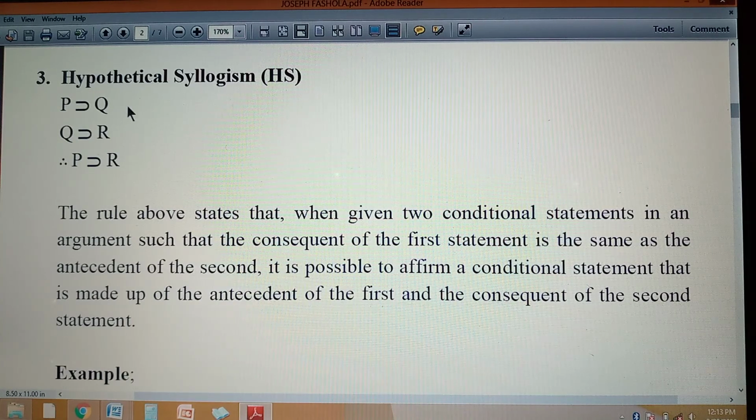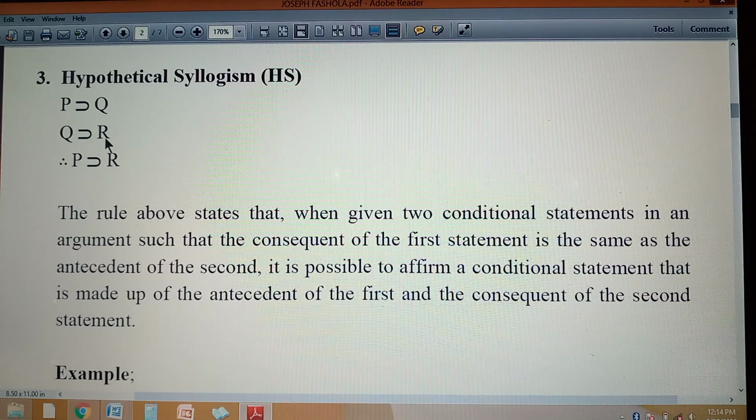Hypothetical syllogism. Now, this is simply saying, you see, P conditional Q, Q conditional R, therefore P conditional R. Now, for hypothetical syllogism, we are saying that you must have two conditional statements as premises. Premise 1 is a conditional statement. Premise 2 is a conditional statement.